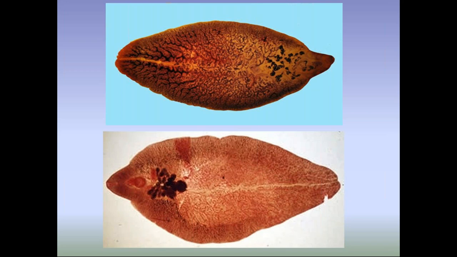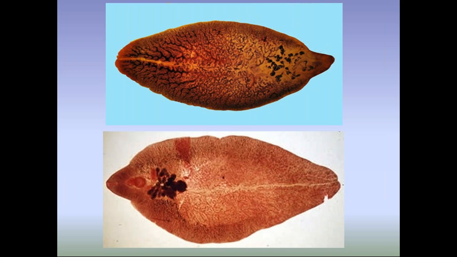The ventral sucker is situated away from the oral sucker. There is a second sucker, the ventral sucker, present away from the oral sucker. The oral sucker and ventral sucker are different.